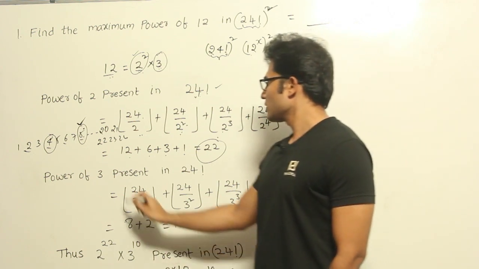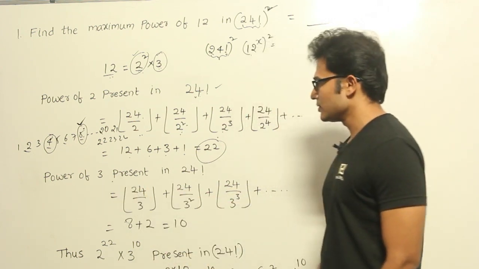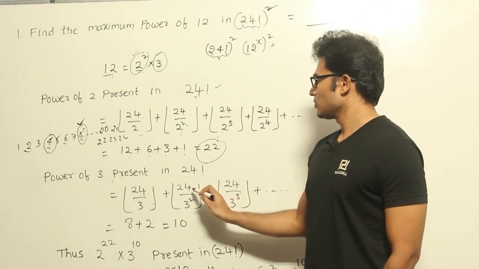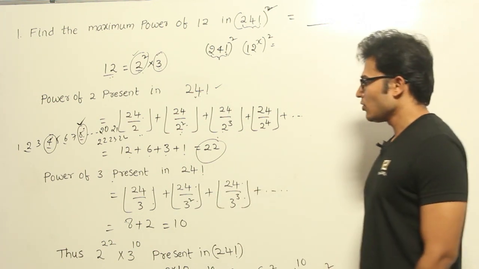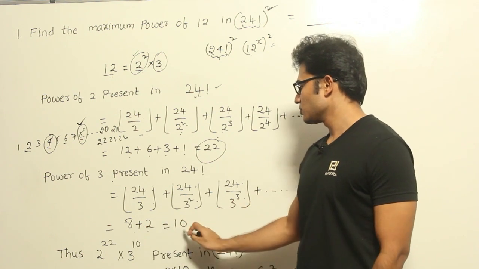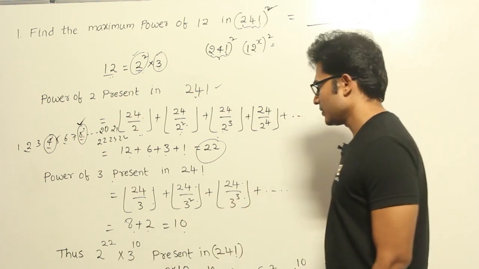Now let's try to find out the number of 3's present in this. Again the same method, 24 by 3, 24 by 3 square, 24 by 3 cube, and so on. Now if you count it, it is going to be 8 plus 2, that equals 10. Right?